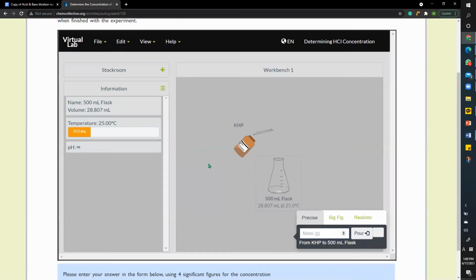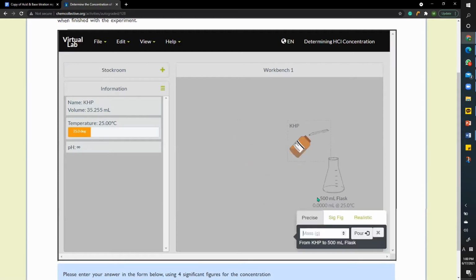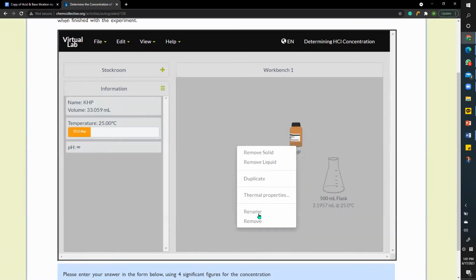Since I use the precise mode, I'm not going to repeat this experiment twice or several times. I'm just going to tell you how to do the experiment. So remove this again. We can remove the solid, so it can be 0.0 milliliter again. Then I would add 3.5 gram here, in precise mode, and it says 3.5 gram is transferred, okay? Then I can remove this.